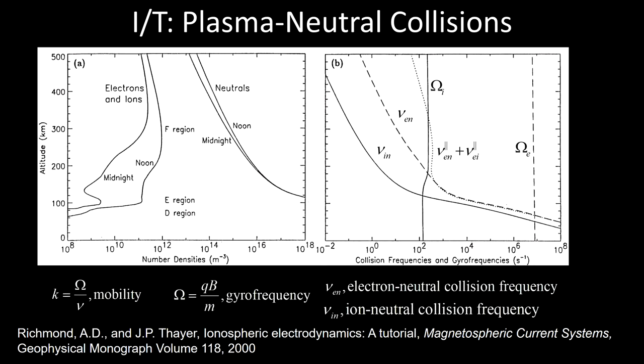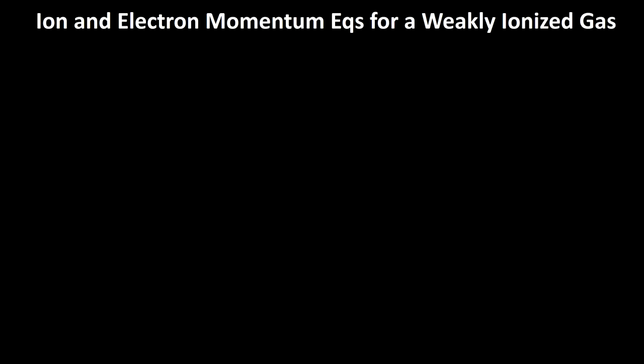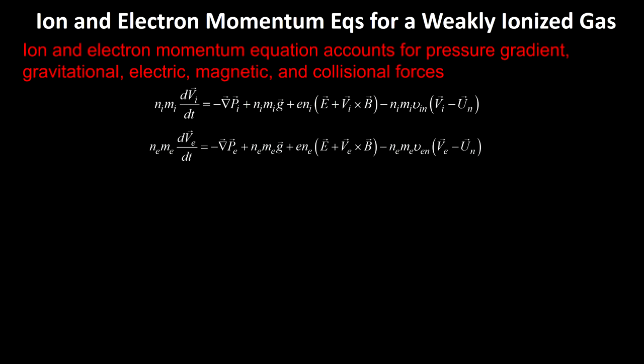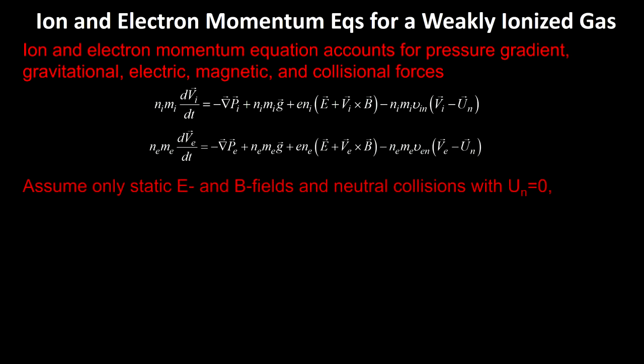the electron and ion gyro frequencies. Well, if we go to our ion and electron momentum equations, we're back to the same form we had before, where it includes all of these: the pressure gradients, gravitational, electric, magnetic, and collisional forces. It's very typical for us to take the step of assuming that the pressure gradient and the gravitational forces are not significant, and that we only use static E and B fields.